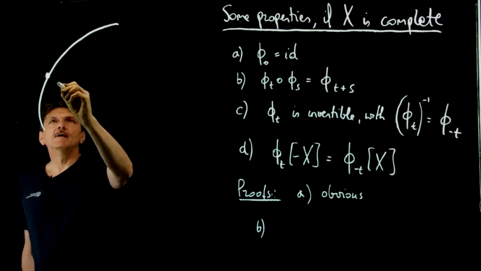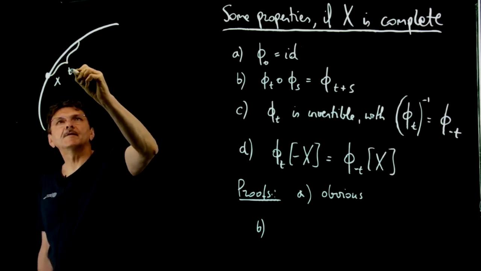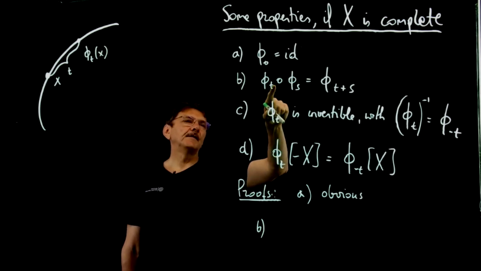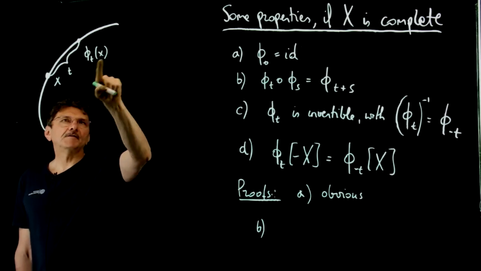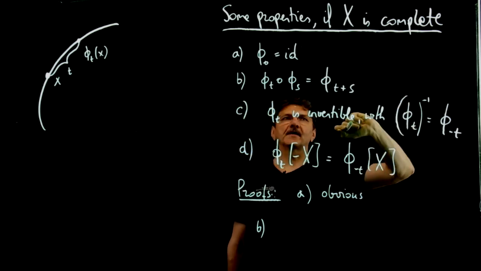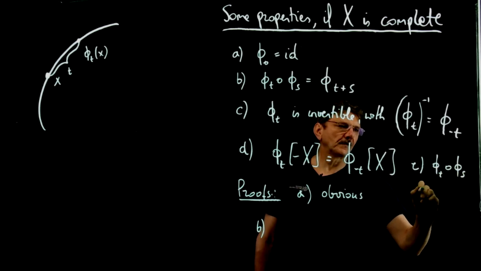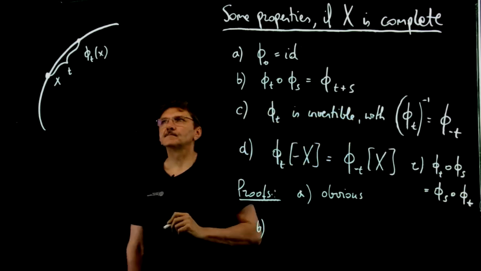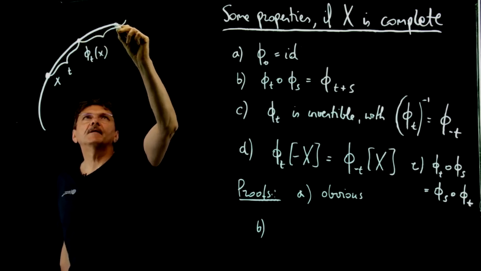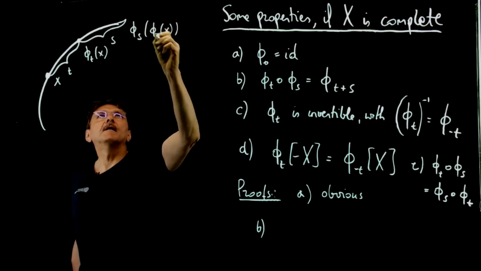So we have a point x, which we start here, and we go for a time t, so we get phi t of x. Phi t commutes. So I take a point x, I flow for a time t, then I take this point and I flow for a time s. Then this is phi s of phi t of x. This is this point here.